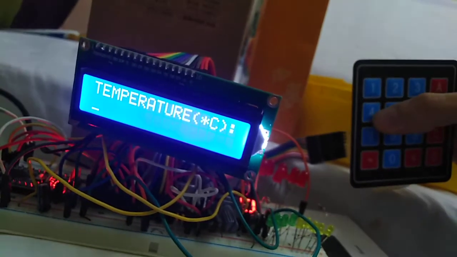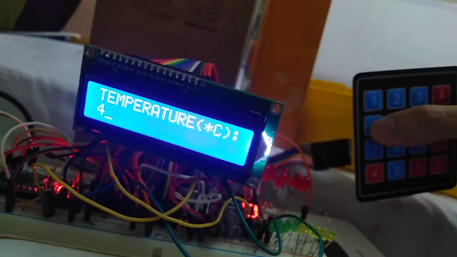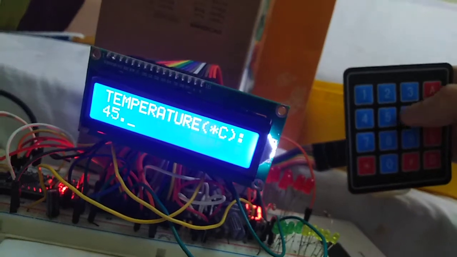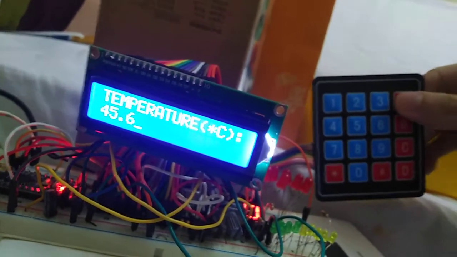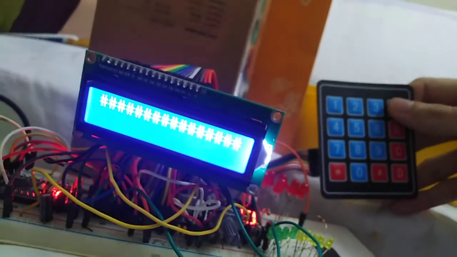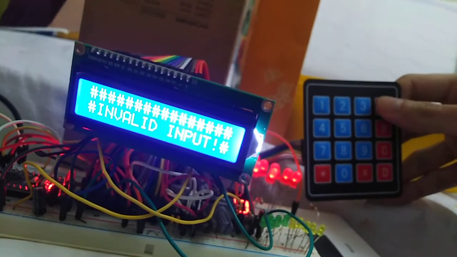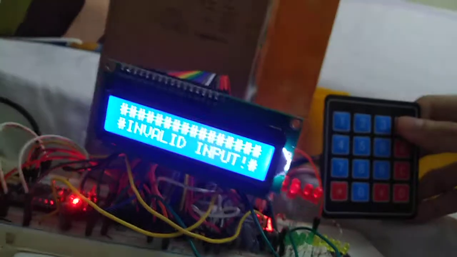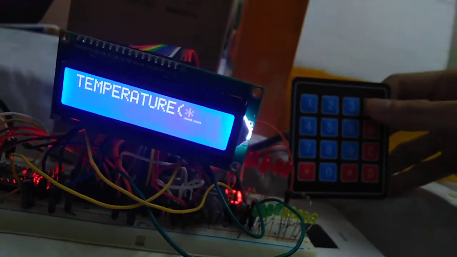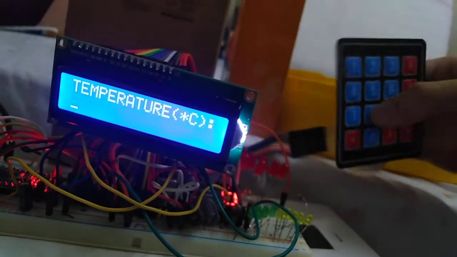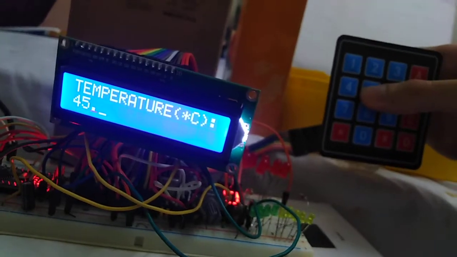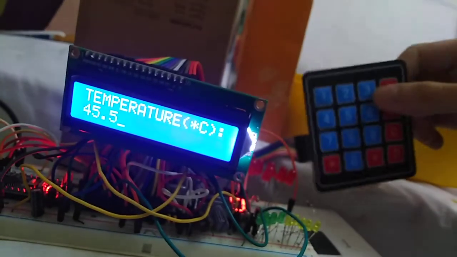If the temperature is too high, maybe 45.6, this is another invalid temperature, and it gives an indication. It is an unsafe temperature. So let's say 45.5. We check.